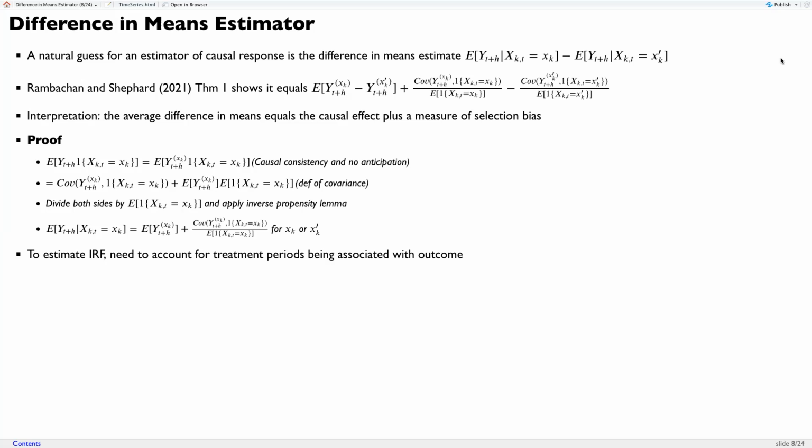So they have a treatment plus selection bias decomposition for this causal estimand. So this difference in means equals the causal effect, the IRF that they're describing, plus the difference in the covariance of y with the indicator of the treatment taking on a particular value, divided by the probability it takes on that particular value, the difference of that between the two treatment values. And so the idea is that if raising the Fed funds rate is associated with differences in the potential outcome, then the difference in means will not be a causal effect. And the proof of this: the expectation of y times an indicator of getting treatment x_k is, under causal consistency, exactly the y that we see.